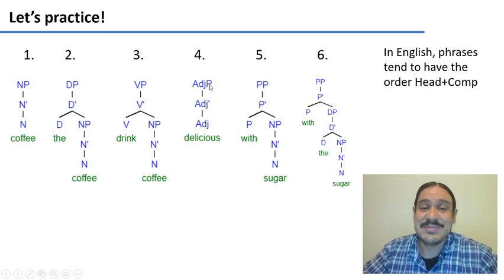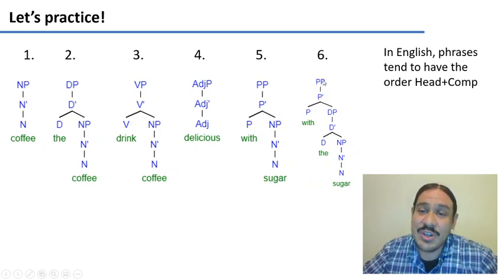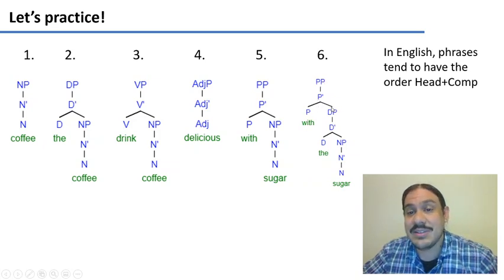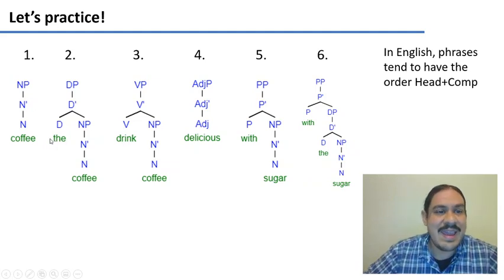Delicious is just an adjective. So we have an adjective phrase with an empty bar with the head delicious. With sugar is a prepositional phrase because it has a preposition and the head is "with", and the complement is the noun phrase sugar. With the sugar has two levels in it. It is a prepositional phrase because it has the word "with", and then the determiner phrase, the sugar, and then the determiner phrase has a head, "the", and then it has a noun phrase as a complement, sugar. Notice that these are all head, complement, head, complement, head, complement.